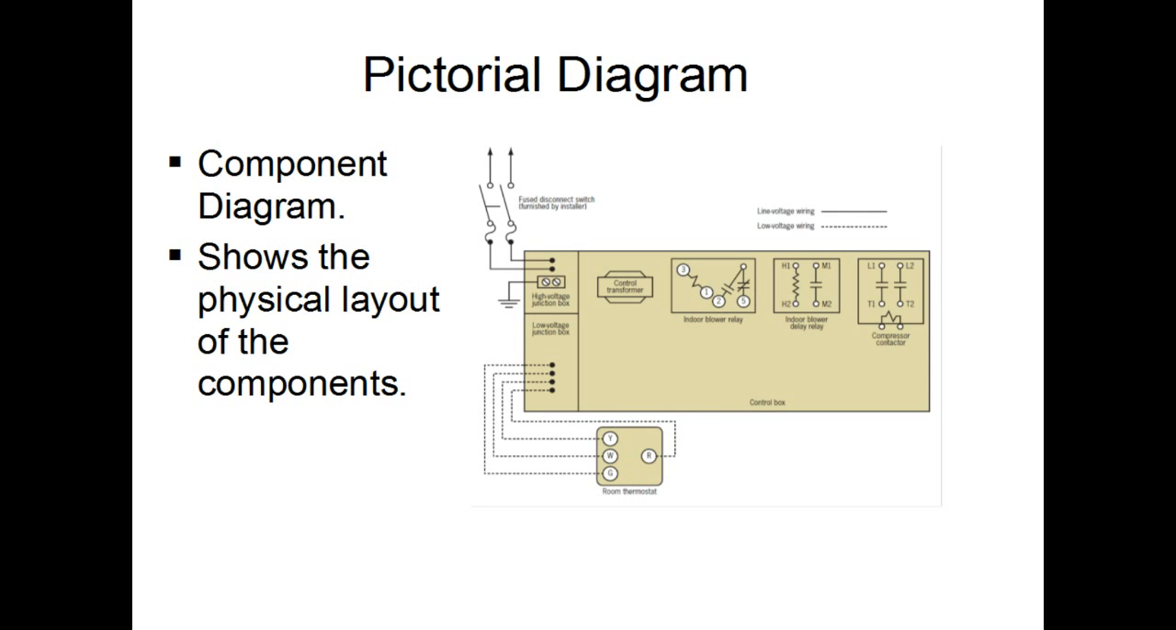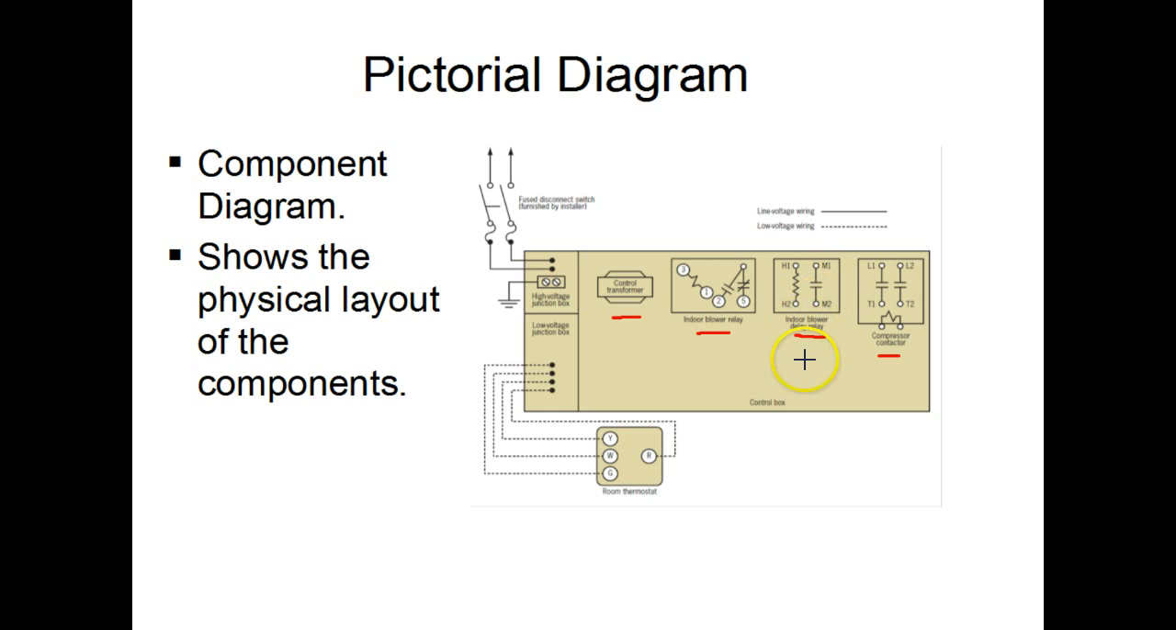So the first diagram we're going to look at is the pictorial diagram. This is one that you'll find on a larger commercial unit that has quite a few electrical components, and the diagram shows the physical layout and the relationship of the components to each other physically. So in this pictorial diagram we have the compressor contactor, the indoor blower delay relay, the indoor blower relay, and the control transformer. On the diagram itself you'll see they're different sizes and a little bit different shapes, and they show the connectors, connection points.